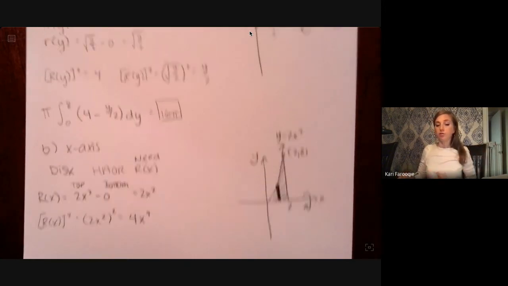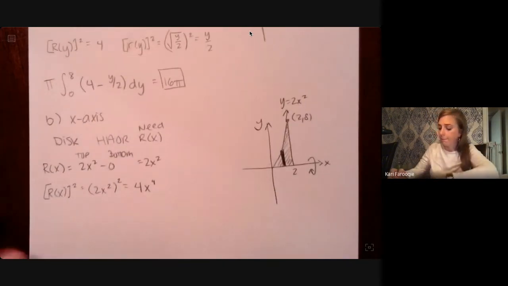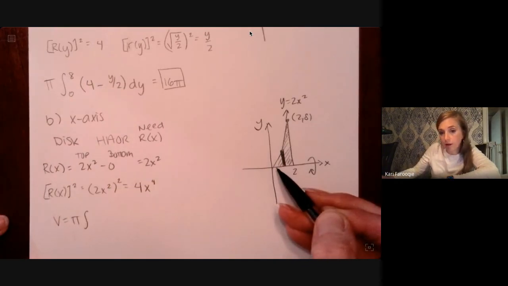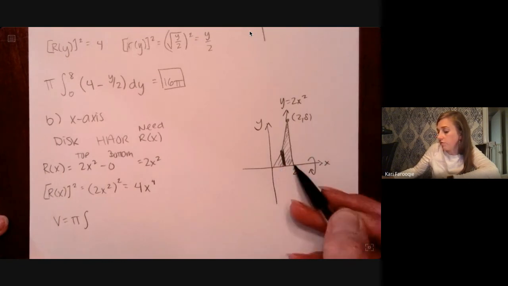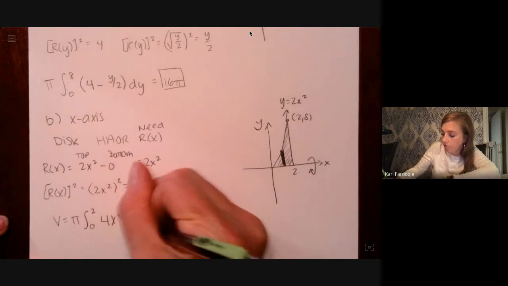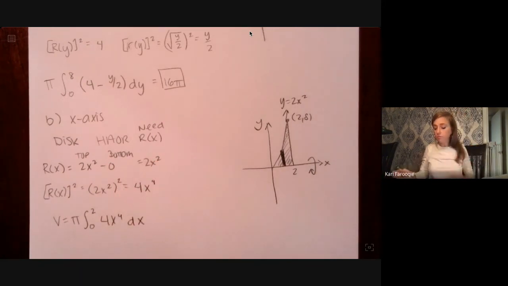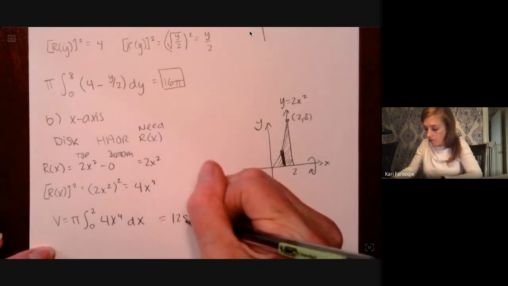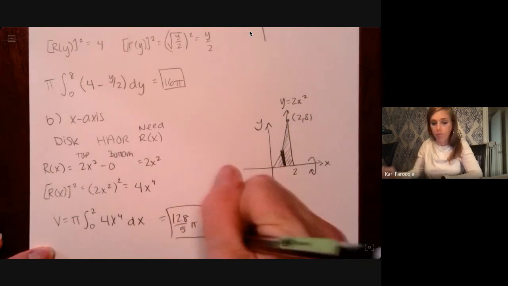And then the last thing you need to do is just set up your integral. So we're taking pi times the integral from, and now I'm going from a to b. I'm using x limits for my dx integral, and I'm going from 0 to 2 of 4x to the 4th dx. Because I didn't have a washer, I don't need to worry about anything else inside this integrand. I just need to worry about including big R of x quantity squared. And when you integrate this, you should get 128/5 pi.